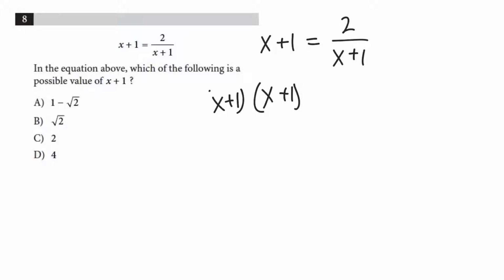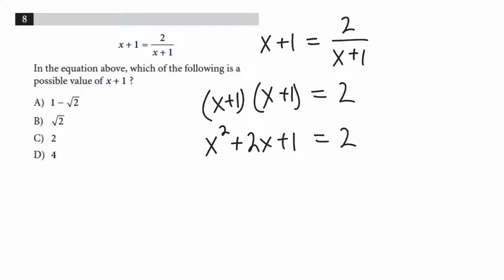8. Alright, x plus 1 equals 2 over x plus 1. In the equation above, which of the following is a possible value of x plus 1? Okay, so to solve this, I'm going to multiply both sides by x plus 1. If I do that, I'll have x plus 1 times x plus 1 equals 2. I'll expand the left. I'll get x squared plus 2x plus 1 equals 2.